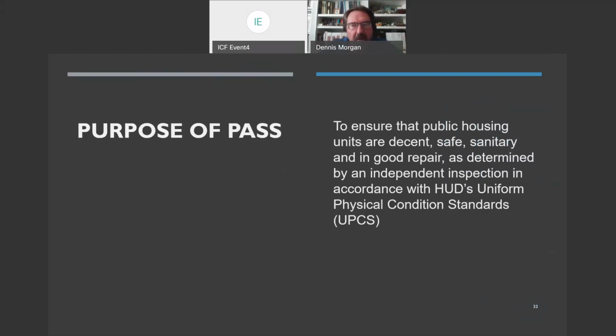And the bottom line is that we are ensuring that we're keeping these units decent, safe, and sanitary and in good repair. And unlike the previous systems in which you would have a form of self-evaluation that you would send your inspectors through, or you would have your management agents go through, and then it used to be an HQS standard, that no longer applies. You will have an independent inspector that'll be coming through and applying the concepts known as the Uniform Physical Conditions Standard, better known as UPCS.